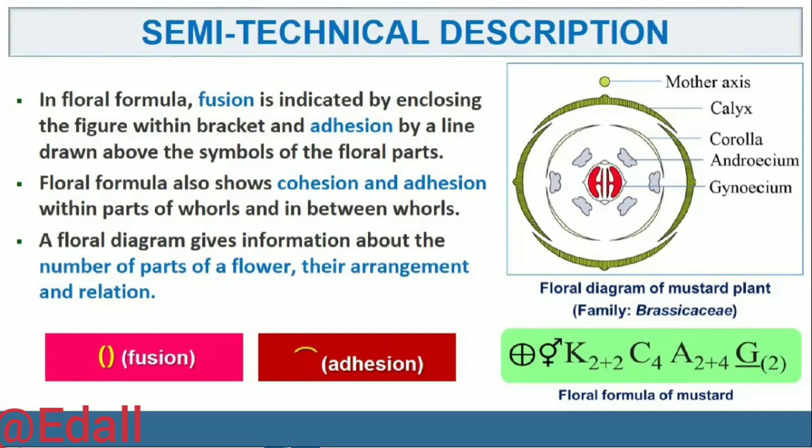The position of the mother axis with respect to the flower is represented by a dot on the top of the floral diagram. Calyx, corolla, androecium and gynoecium are drawn in successive whorls, calyx being the outermost and the gynoecium being in the center. Floral formula also shows cohesion and adhesion within parts of whorls and between whorls.